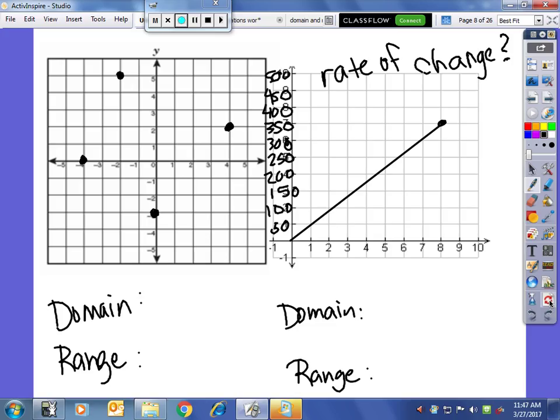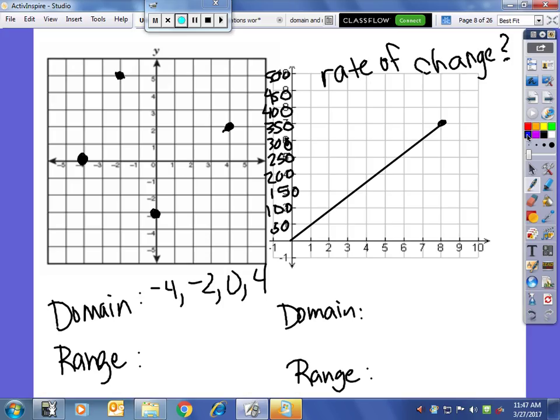All right, let's talk about the domain of this picture here on the left. What's the x value of this point right here? -4. What's the x value of this point? -2. What's the x value of this point? 0. What's the x value of this point? 4. So in this case, the domain values are actually listed.